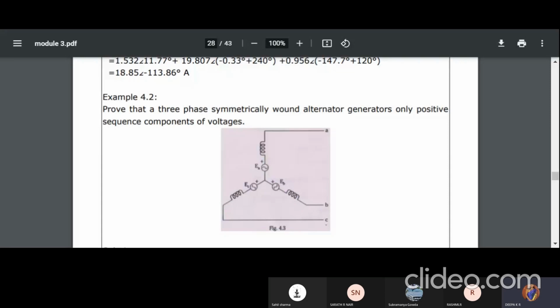Now we are talking about the impedance of a system, and impedance will not be common for all types of machine. A transformer is different, a transmission line is different, and motors are different. So in that case we are going to consider a symmetrical wound alternator which generates only positive sequence components of voltage. Means if you have zero sequence, negative sequence, and positive sequence, it will show you that only positive sequence will be present in your symmetrical wound alternating generators.